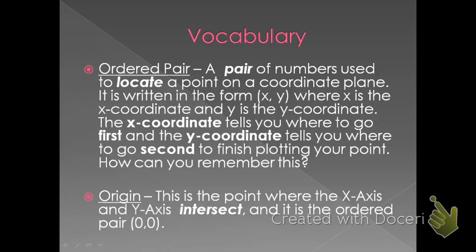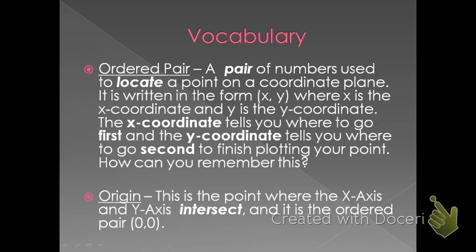An ordered pair is a pair of numbers used to locate a point on the coordinate plane. It's written in the form (x, y), where x is the x-coordinate and y is the y-coordinate. The x-coordinate tells you where to go first, and the y-coordinate tells you where to go second.